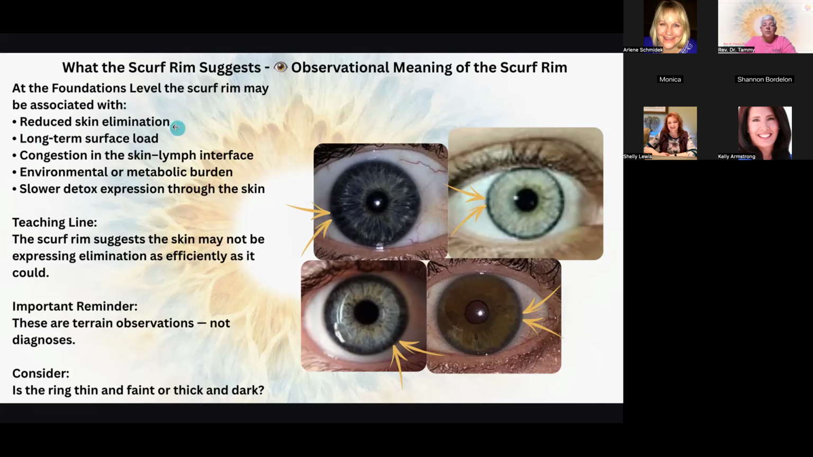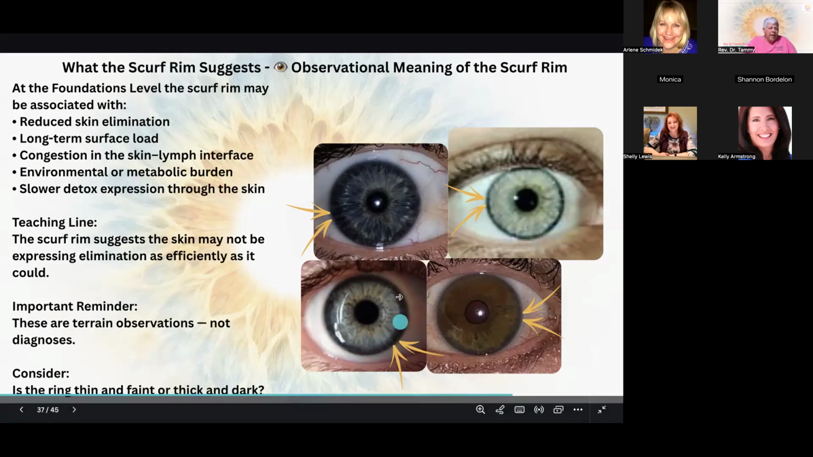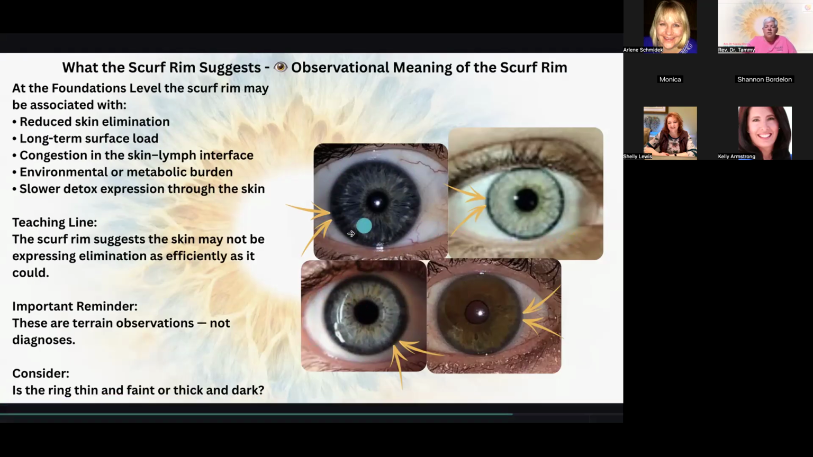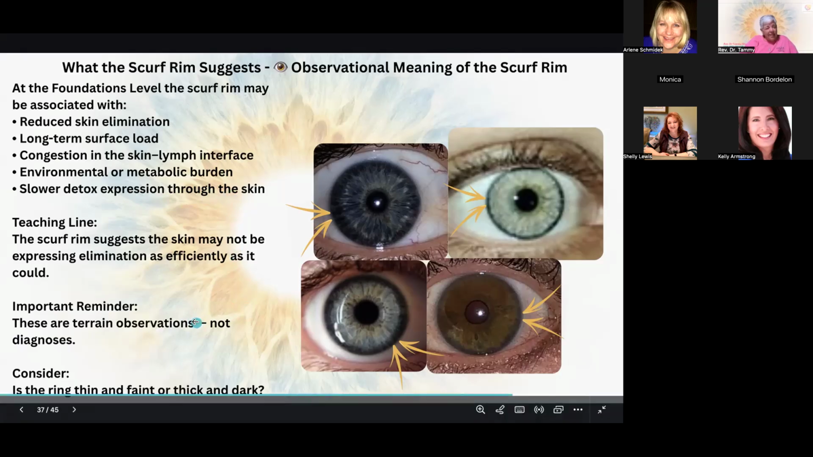And this is reduced skin elimination again, long-term surface load, congestion in the skin-lymph interface. So if the skin is not eliminating, guess what? The lymph isn't either. And you can see that in both of these eyes. They both have lymphatic rosaries going on. This one, not so much, but I guarantee you they still have some lymphatic issues. It's just not showing up as a rosary. Environmental or metabolic burden, slower detox expression through the skin. The scurf rim suggests the skin may not be expressing elimination as efficiently as it could. So these are terrain observations, again, not diagnosis.